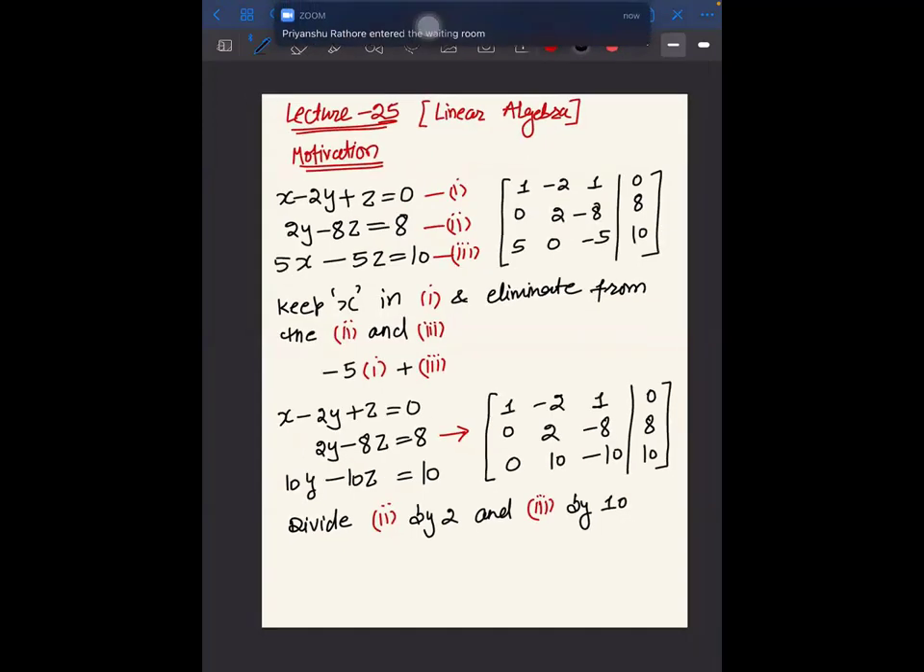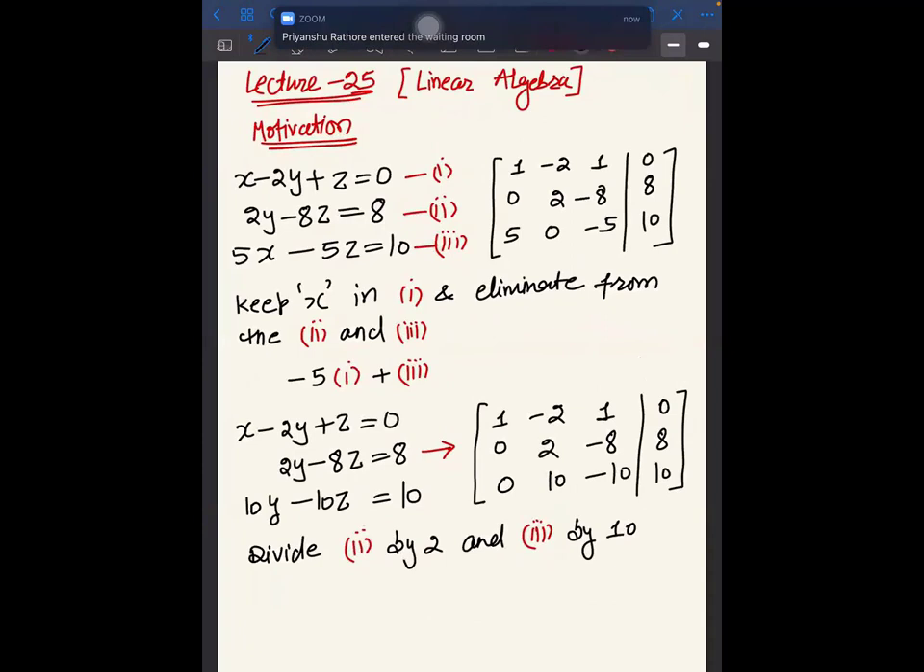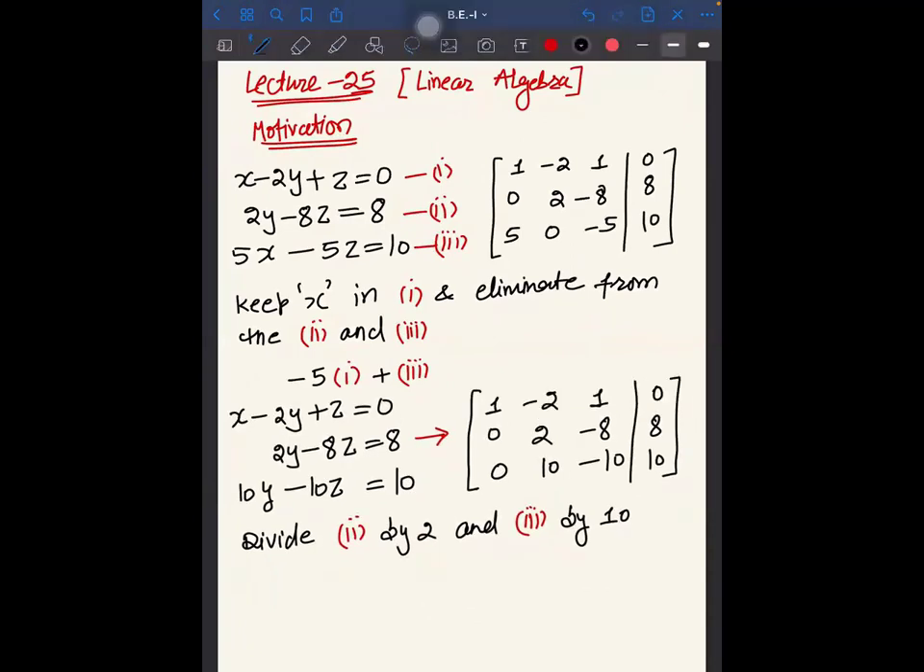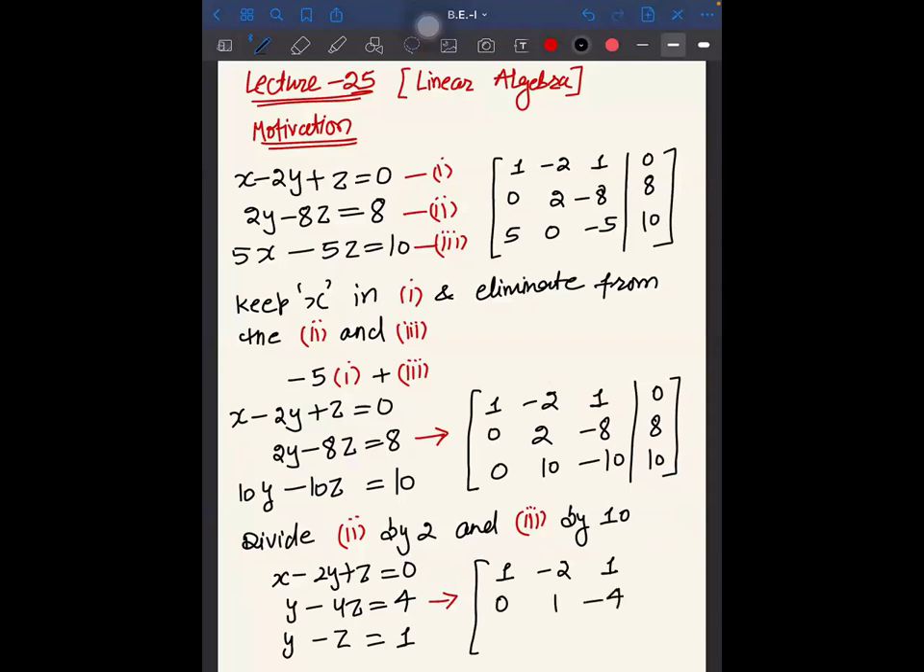So what I'll get is, let me make some place over here. That will look like x minus 2y plus z is equal to 0, y minus 4z is equal to 4, y minus z is equal to 1. Again we have a corresponding matrix form, which will look like 1 minus 2, 1, 0, 1 minus 4, 0, 1 minus 1, and here you have 0, 4, and 1.